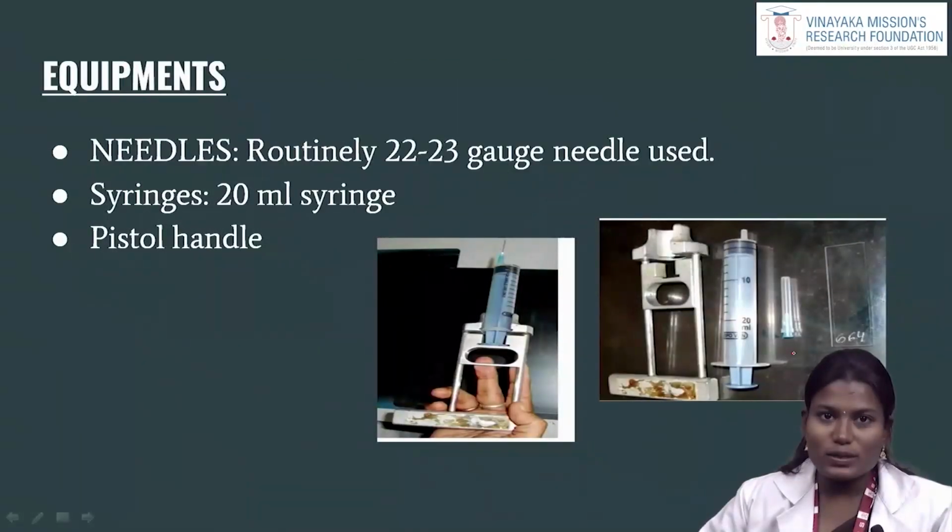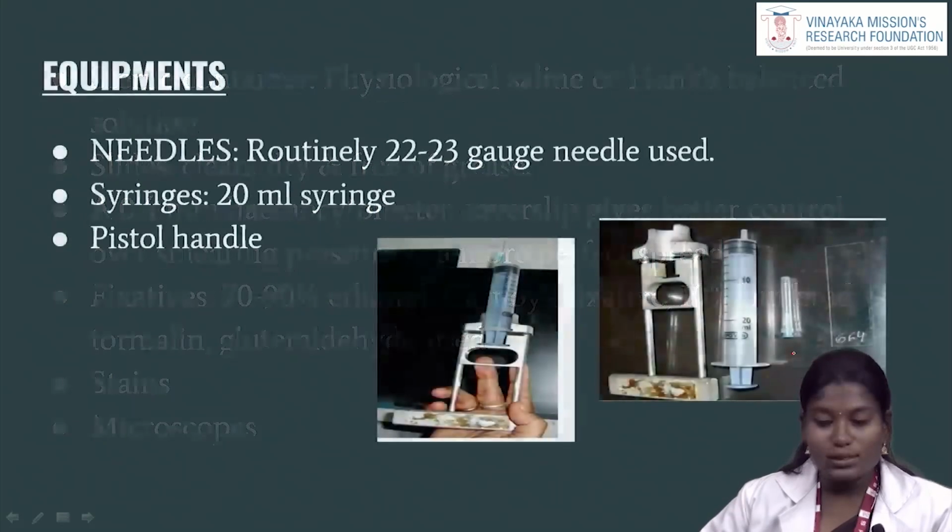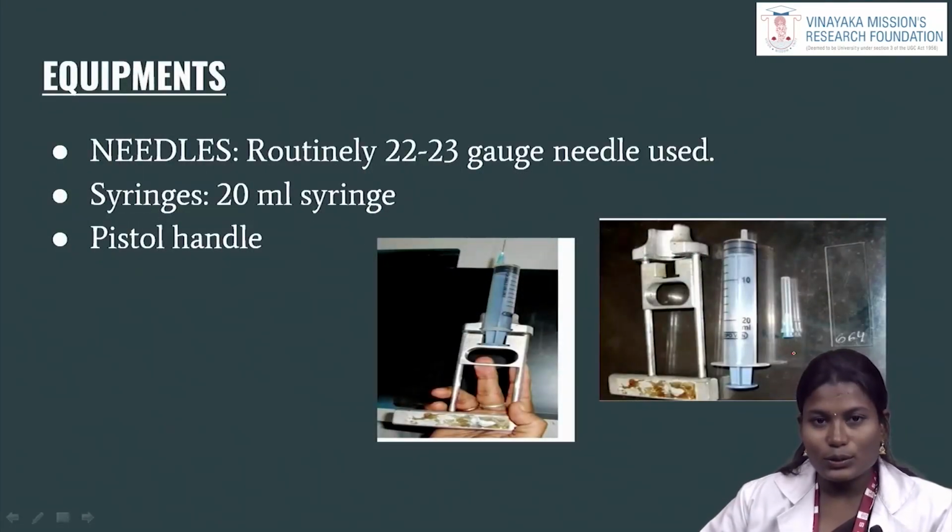Equipment. What equipment do we need for cytology? Needles, syringes, pistol handle, sterile container, slides, fixative solutions, stains and microscope. For needles, 22 to 23 gauge needles are used. The syringe is a 20 ml syringe. The pistol handle is very important to collect the FNAC without contamination, and also for the grip during handling.